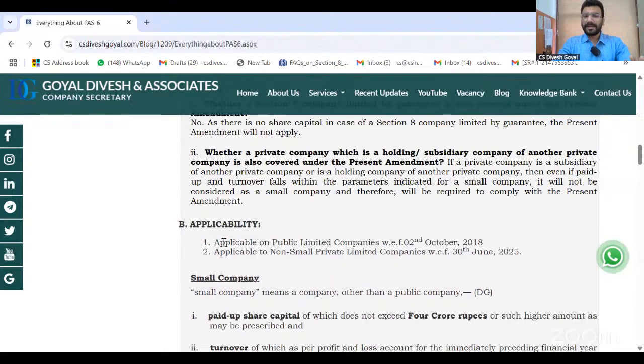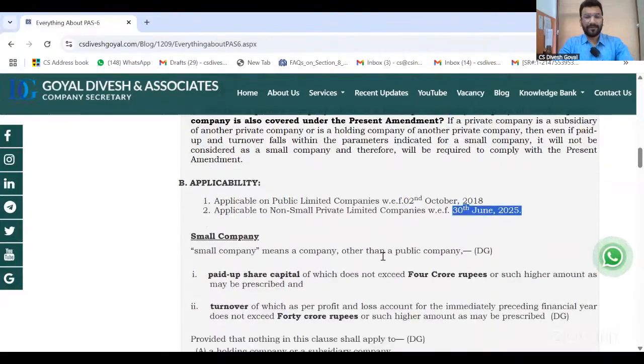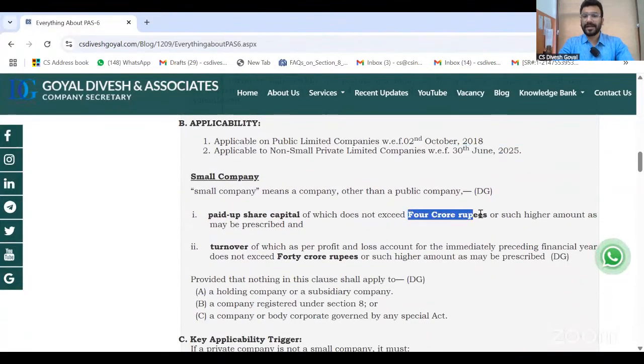So the applicability on the public company is with effect from 2nd October 2018 and applicability on the non-small private company is with effect from 30th June 2025. Small company, everyone knows, is a company which has paid up share capital up to 4 crore and turnover up to 40 crore. If both the conditions are fulfilled, then only you will be considered as a small company. If you fail to fulfill any one condition, then you will be considered as a non-small company. Means there may be a scenario your capital is below 4 crore, but your turnover crosses 40 crore, you will be considered as a non-small company. And that will be the vice versa situation.